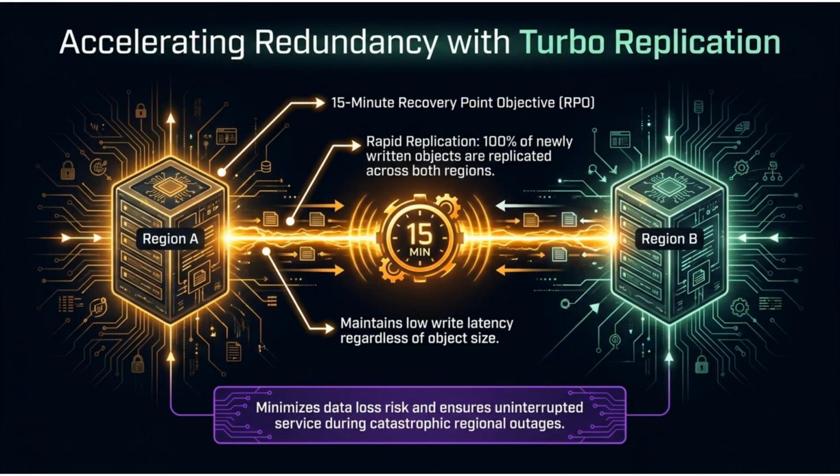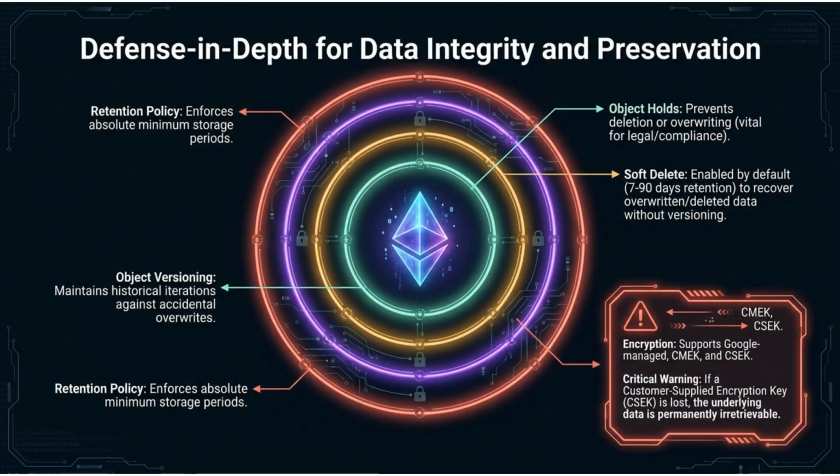Turbo replication accelerates redundancy, ensuring 100% of newly written objects are replicated across regions with a 15-minute recovery point objective, RPO. This minimizes data loss and ensures service continuity during outages. Defense in depth for data integrity includes retention policy, object holds, soft delete, and object versioning. Encryption supports Google-managed keys, customer-managed encryption keys, and customer-supplied encryption keys.